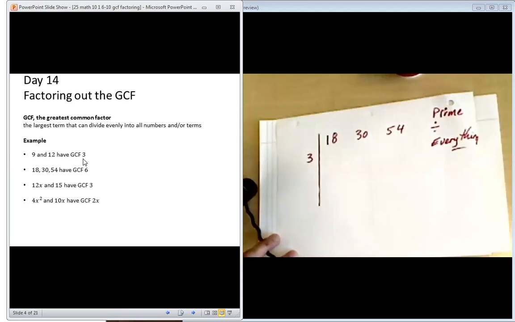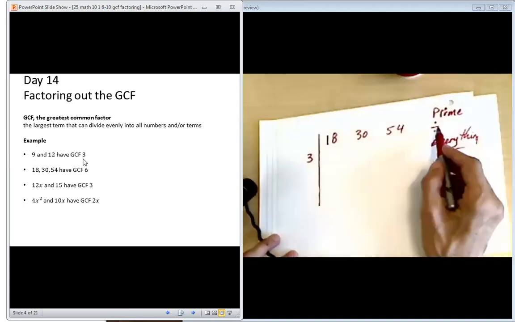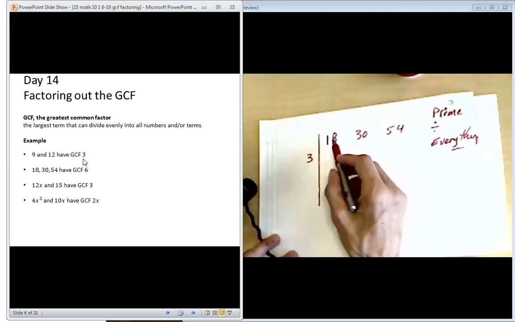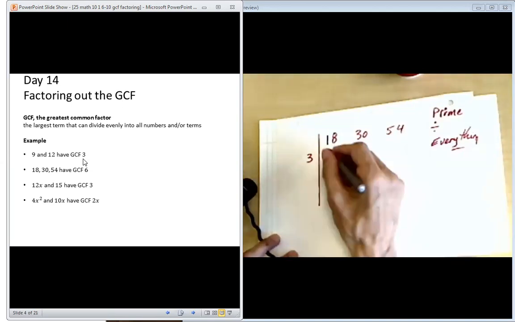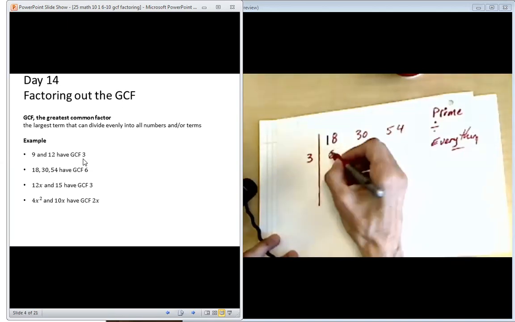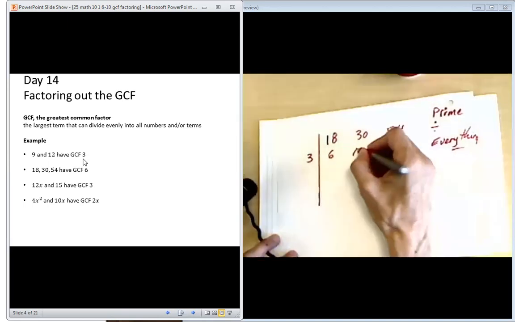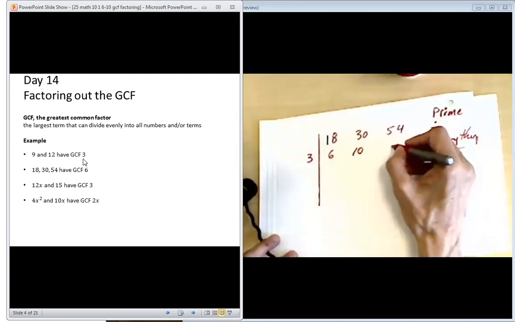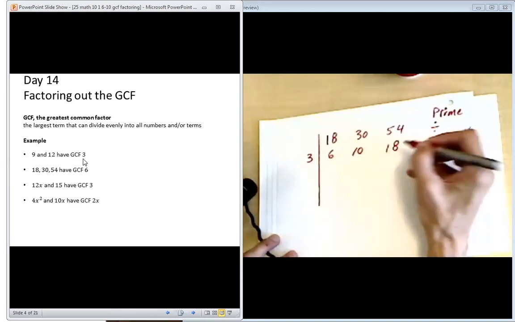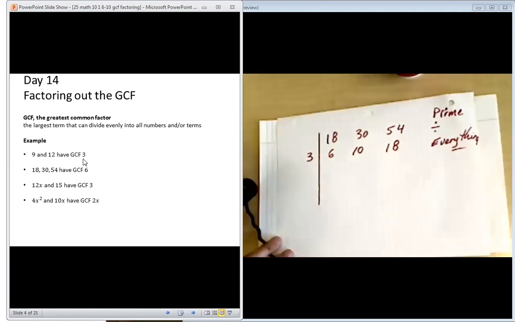Okay, so 3 does divide everything. So now we do it. 18 divided by 3. Yeah, this is where the workout happens, right? 18 divided by 3 gets 6 there. 30 gets 10, of course, and 54 it does. Good work there. All of them, everything.